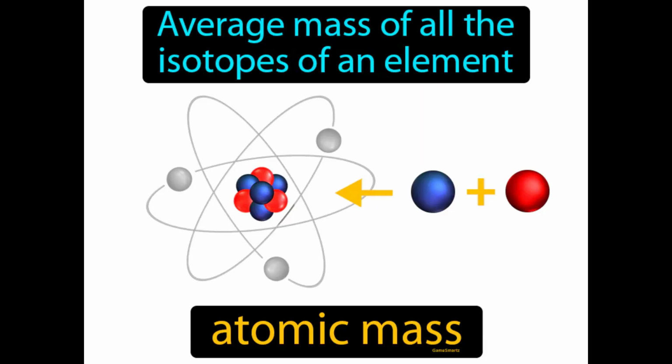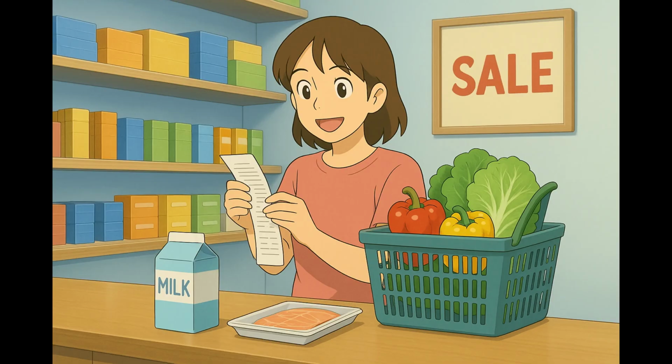The average mass of all the isotopes of an element. Atomic mass. Atomic mass is the weighted average of the masses of all naturally occurring isotopes of an element. Imagine trying to figure out the average cost of a grocery bill when sometimes you shop for a family gathering and other times just for yourself.